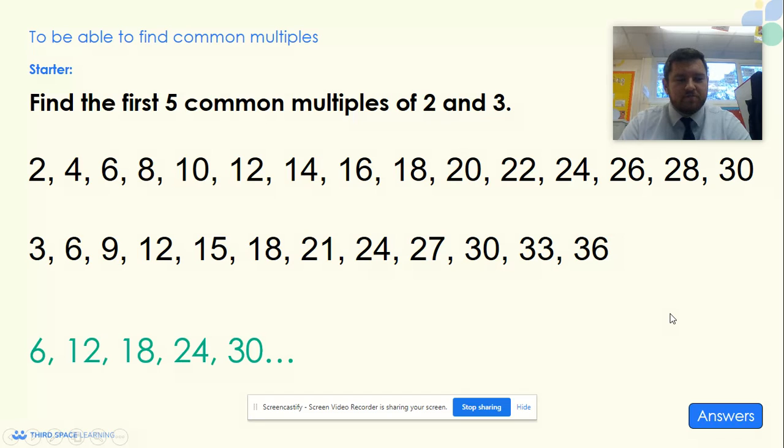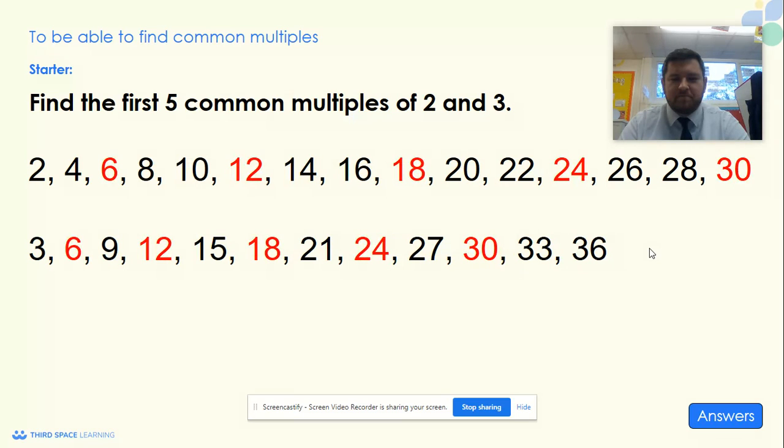So did you find them? 6, 12, 18, 24 and 30. They're the first 5 numbers that appear in both of the lists, so they are common multiples. 36 is a common multiple of 2 and 3. However, it's not the first 5, which is why it's not included on my list. You can see that those numbers show up in both lists. That's what makes them common multiples.